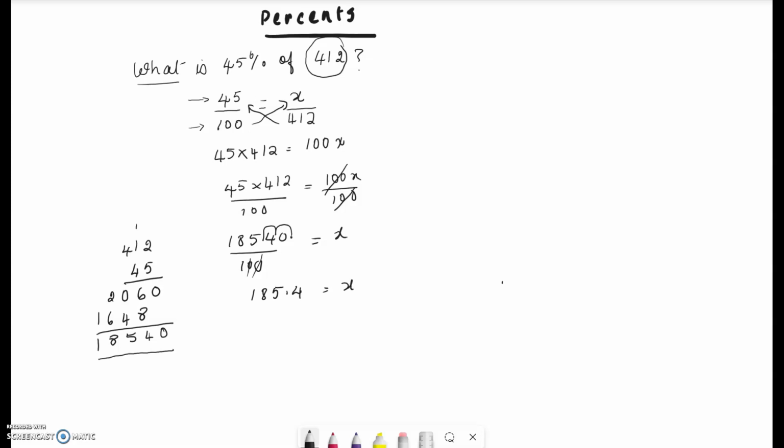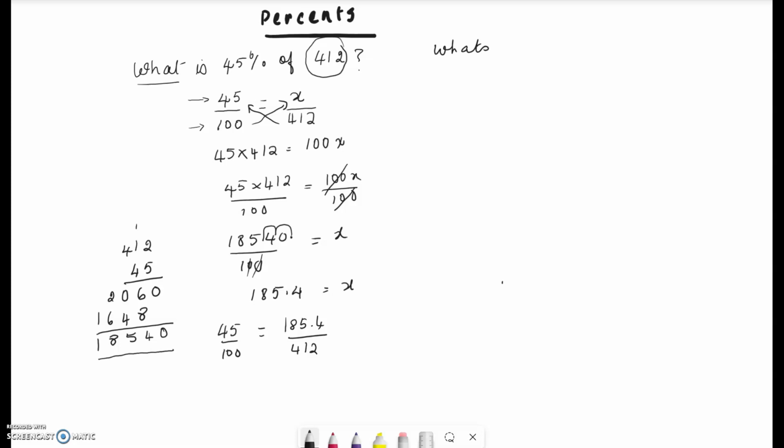So let's look at the final answer. 45%, 45 over 100 is equal to 185.4 out of 412. Now let's look at it in a different way.